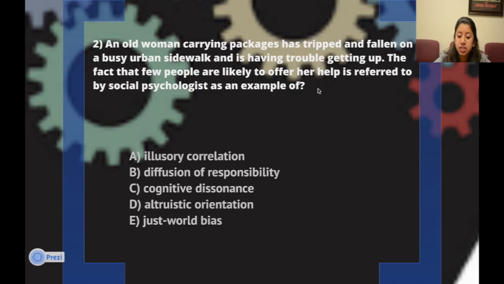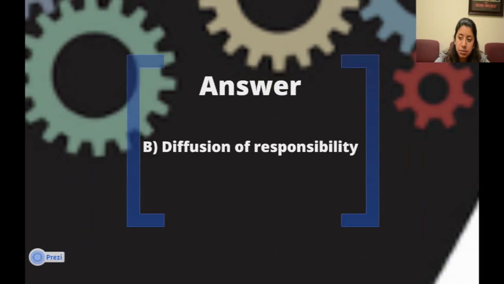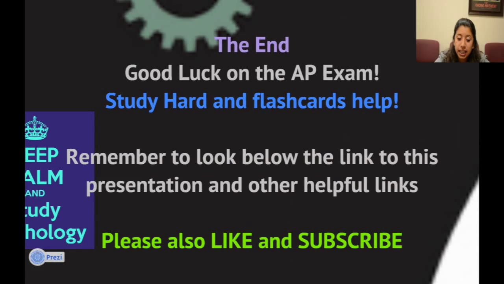So the answer is diffusion of responsibility. Again, we talked about that in the first half of the AP Psychology review, so if you have any questions, again, feel free to email us.